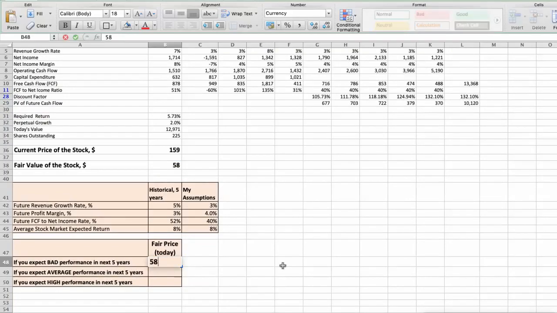Second scenario. Dollar Tree will have average performance in next 5 years, and we will use the following parameters in our calculation. Future revenue growth rate would be average, 4%. Future profit margin would be average, 4.5%. Future free cash flow to net income rate would be average, 50%. In this case, the fair value of the stock today would be $83.